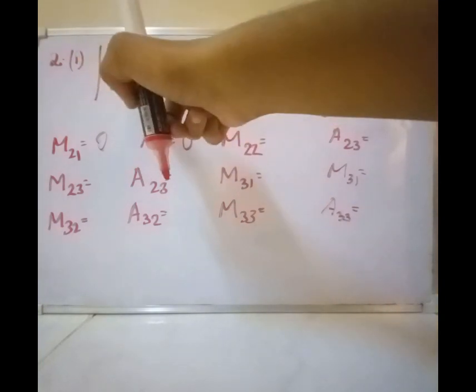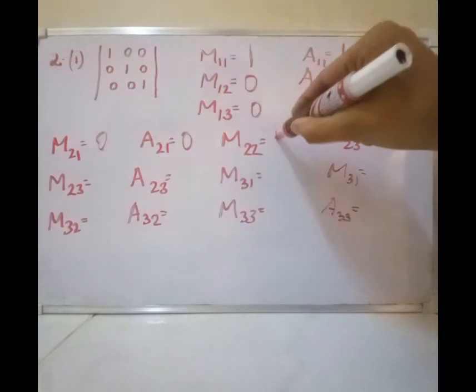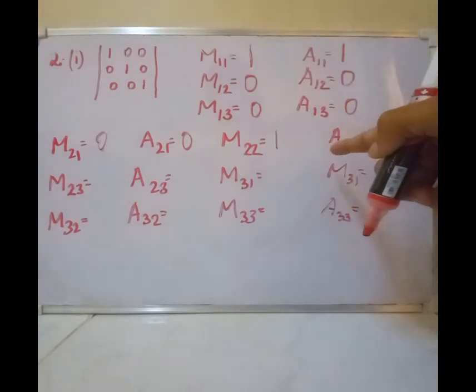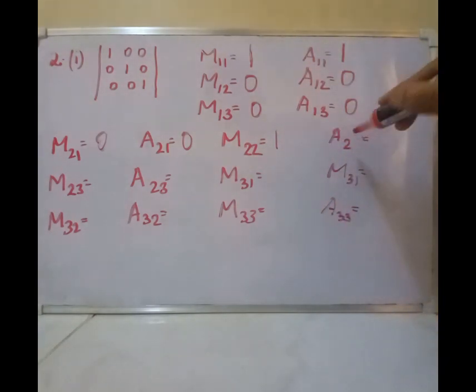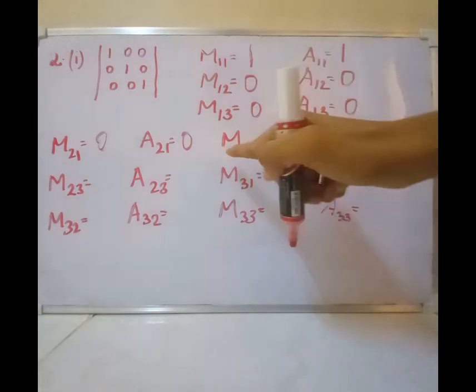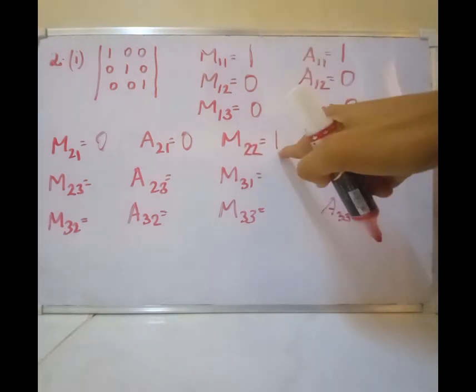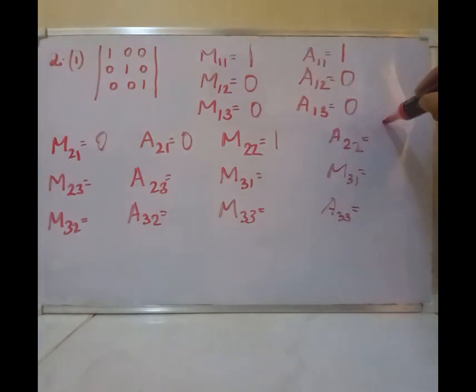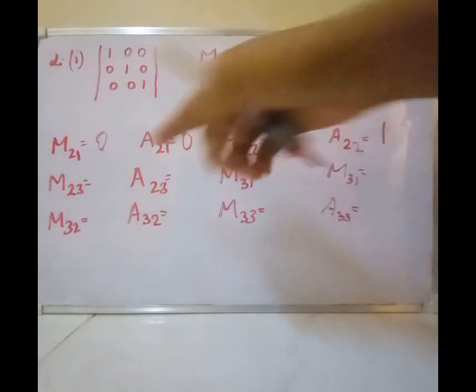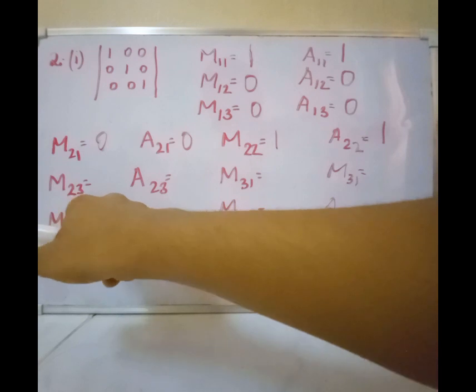So 1 into 1 and 0 into 0. So 1. And A22 we have to find out, right? A22, 2 plus 2, it's even, so it should be 1 itself. No need to multiply it by minus 1. Then M23, we need to find it out.